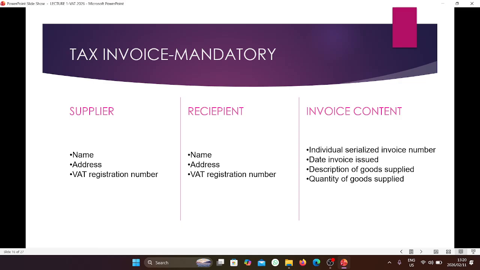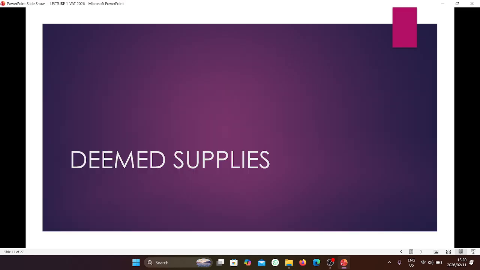When it comes to the supplier's details, the name has to be there, the address, and the VAT registration number. Same with the recipient: the name, the address, and the VAT registration number have to be there. In terms of the invoice contents, the individualized serialized invoice number has to be there, the date the invoice was issued, the description of the goods supplied, and the quantity of the goods supplied.